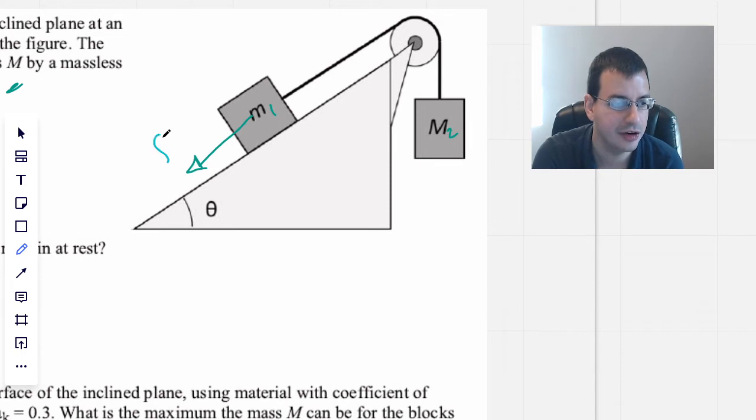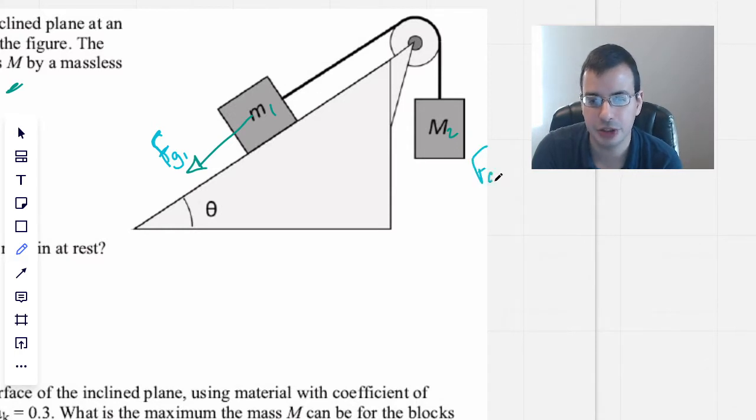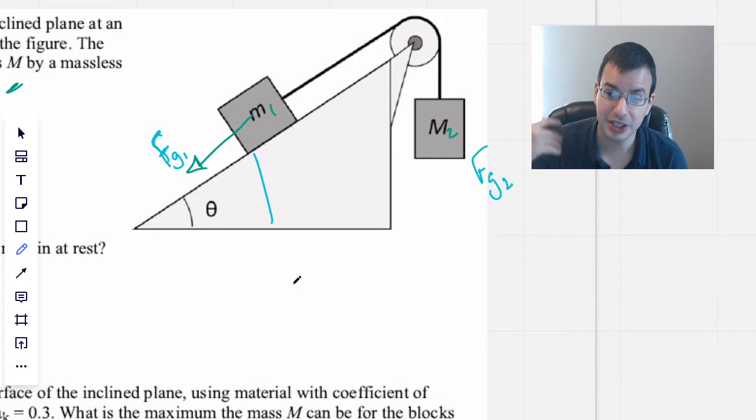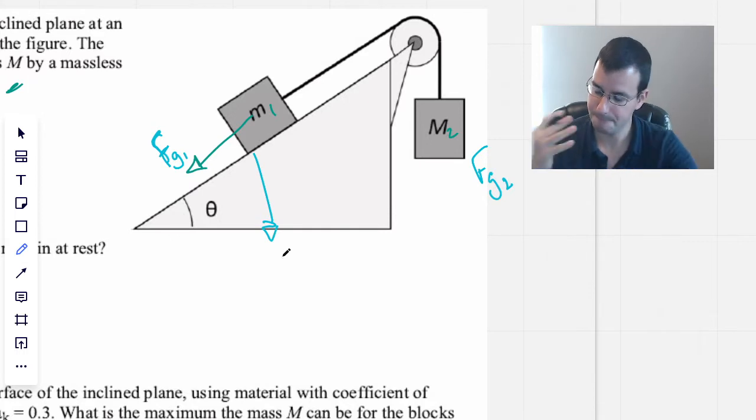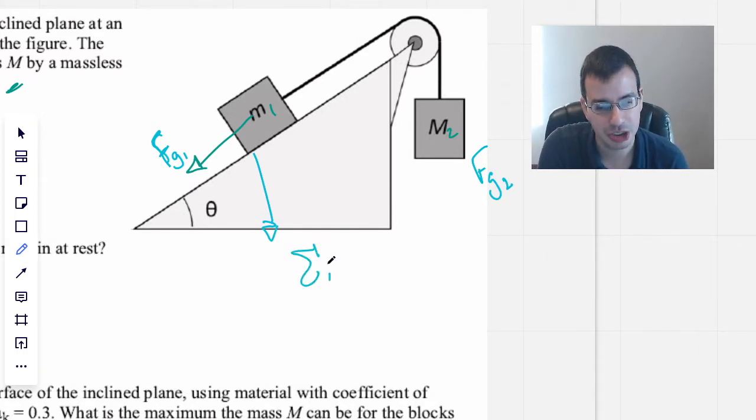So we have force due to gravity 1, probably should have a capital F, and then we'll have force gravity due to 2. So for it to remain at rest, there's going to be zero acceleration, which means the forces are going to be equal. So for zero acceleration, sum of all forces equals 0. So this force is going to cancel out that force, and this pulley is basically just changing directions.